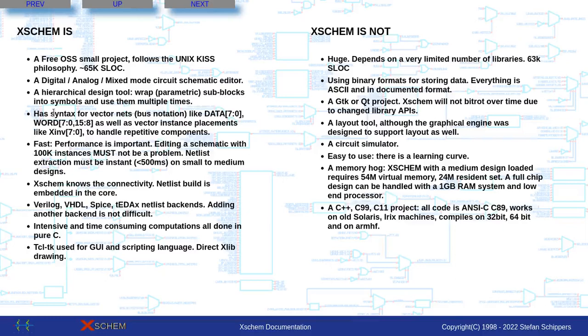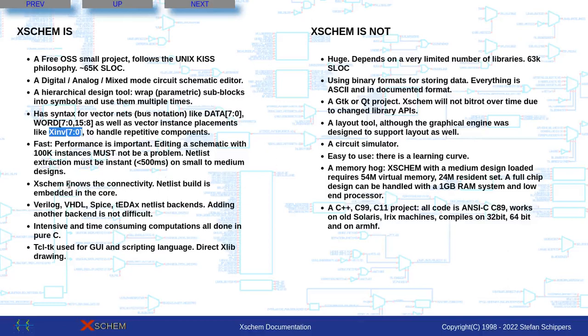Xschem has a syntax for vector notation, both for nets and pins, as well as instances. For example, this is an instance of 8 inverters, so we can draw complex repetitive circuits in a very compact way. Xschem is very fast, performance must be important, so even a schematic with more than 100k instances is not a problem. Netlist extraction especially must be very fast, and Xschem knows the connectivity of the circuit.